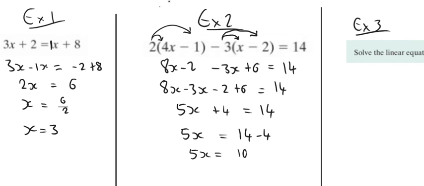And my last step, again, because the 5 and the x are together, they're being multiplied. When I bring the 5 away then from it and across the equal sign, it becomes divide. So it's 10 divided by 5. And my final answer will be x is equal to 2.